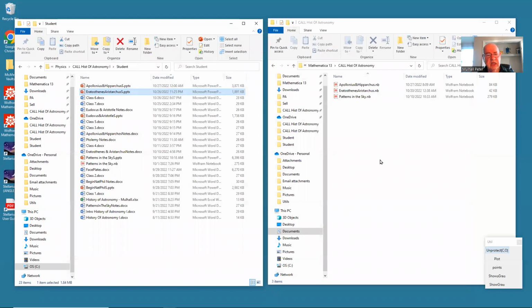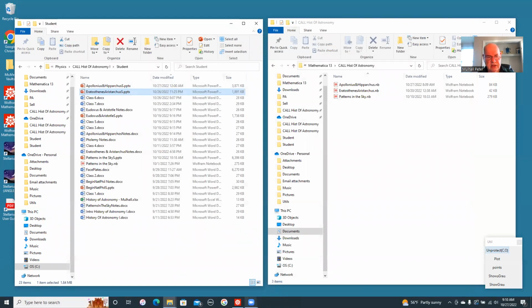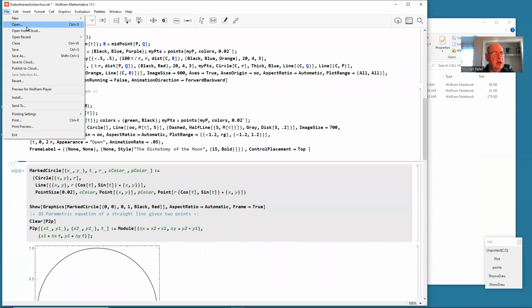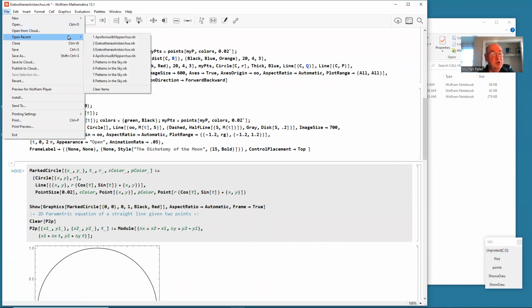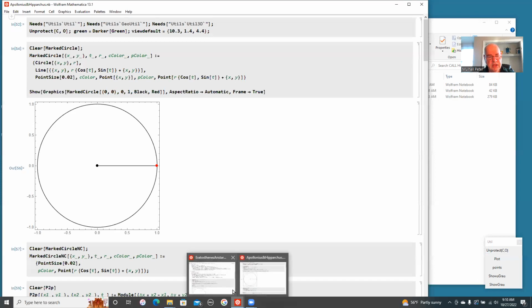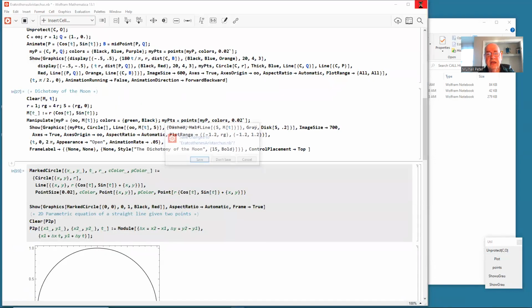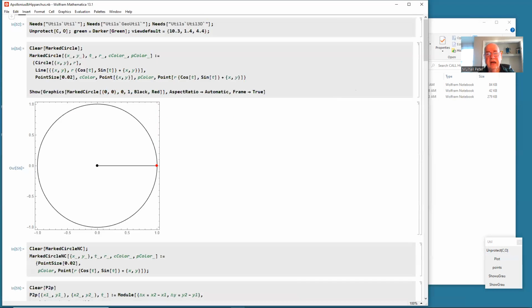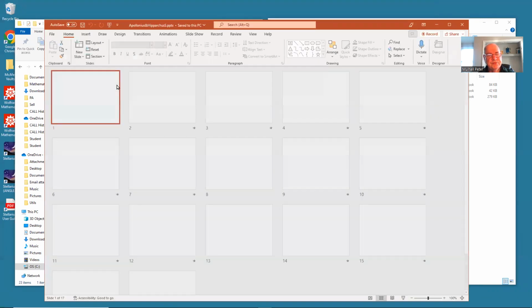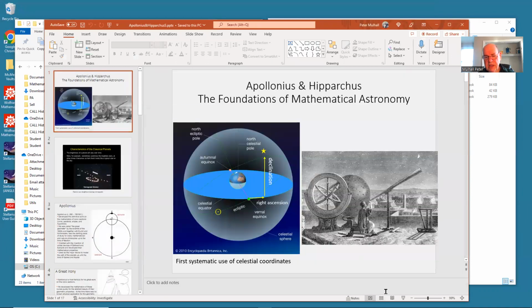Okay, so let us switch gears. I ended up not using this because I didn't want to take the time. So let me bring up my other one, because this we will use. We'll have a lot of fun with these animations. Apollonius and Aristarchus. Let me close down the other one that we don't need, Aristophanes. Okay, we've got our Mathematica that we want. And now let me open up the presentation. Okay.